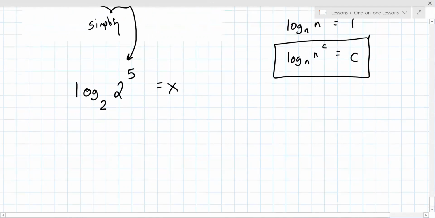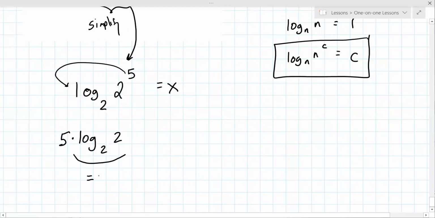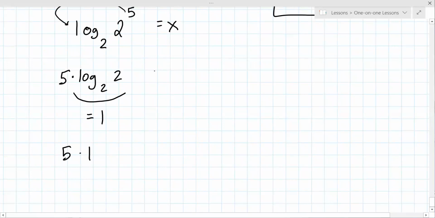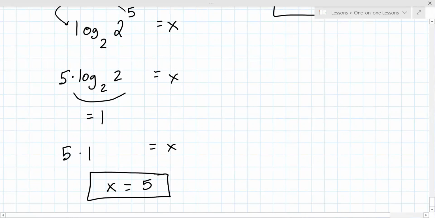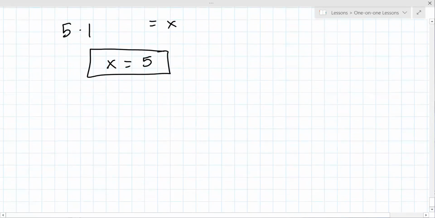But let's go through this a little bit more. You actually can bring this number out in front, so it becomes 5 times log base 2 of 2. This right here is equal to 1. So we have 5 times 1 equals x, so x equals 5. All right, if you understood that, let's try another one here. So let's say log base 3 of 81 equals x.